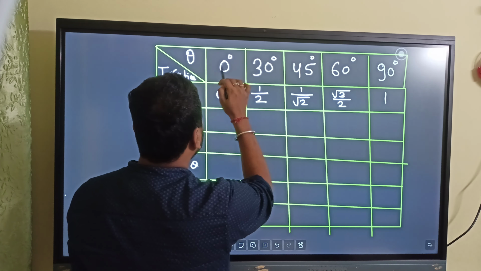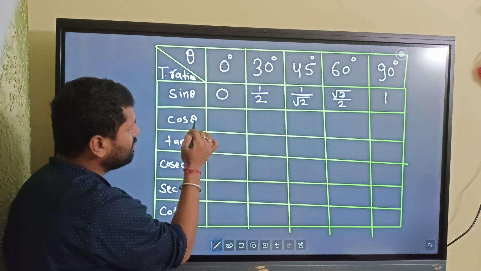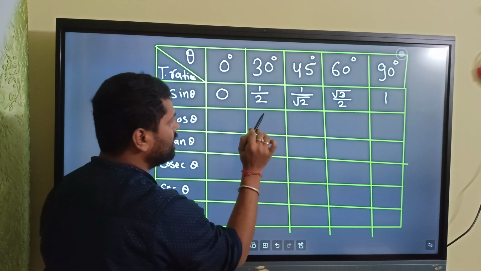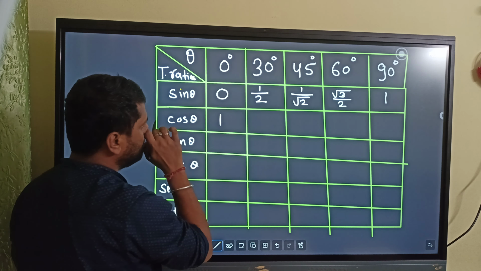So sine 0, we have written 0. What is sine 90? 1. So that will be cos 0. Cos 0 is nothing but sine 90. So you write 1. So what is cos 0? 1.